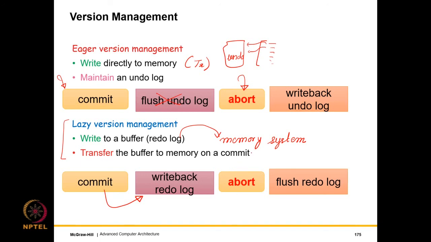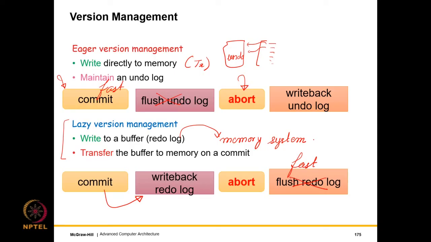However, in this case, aborts are fast. In the case of lazy version management, aborts are fast. In the case of eager version management, commits are fast. Since you have not written anything to the memory system, all that we need to do is flush the redo log, and this we can do quite happily.